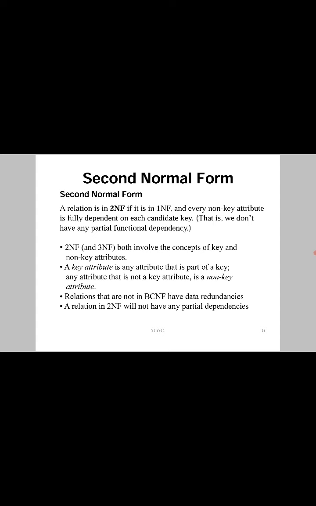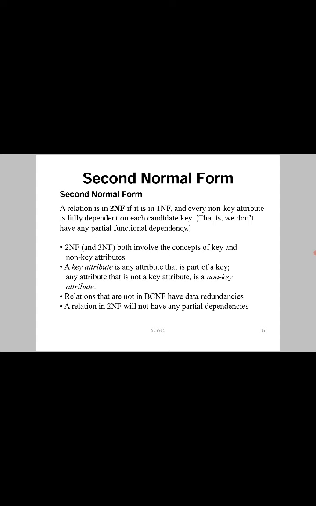Second and third normal forms both involve the concept of key and non-key attributes. A key attribute is any attribute that is part of a key. Any attribute that is not a key attribute is a non-key attribute. So relations that are not in BCNF have data redundancies.